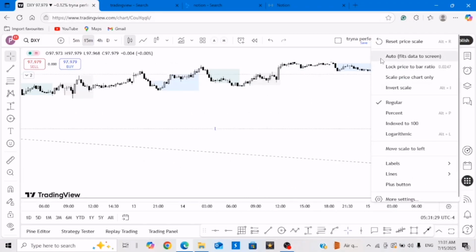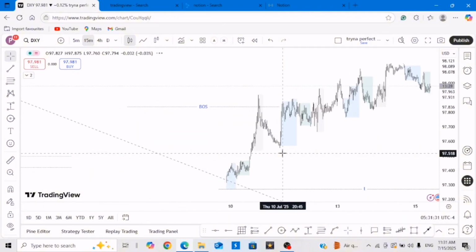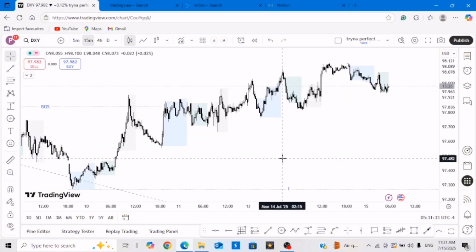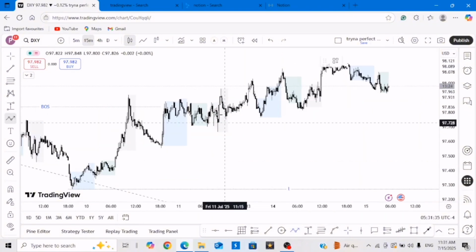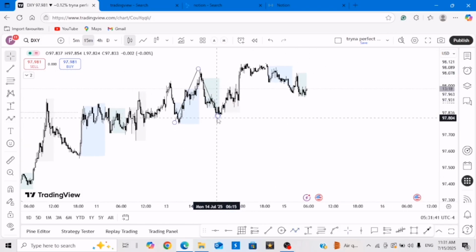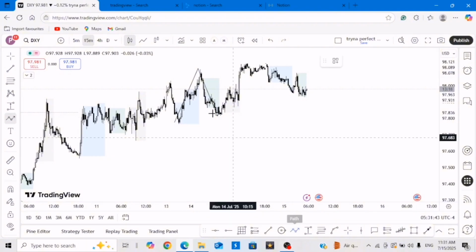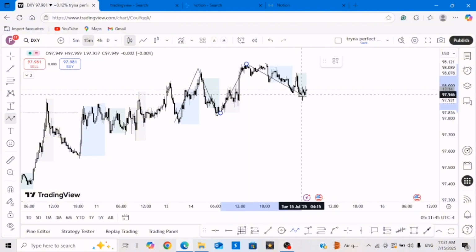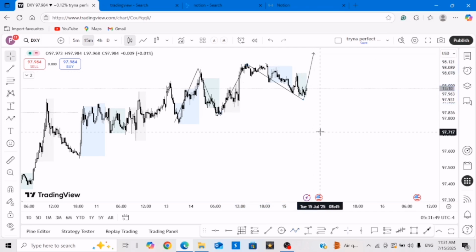Plus, if I go to the 15-minute, what is structure telling me? Structure is still making higher highs and higher lows, just like this. We are still in a bullish trend, so we're expecting price to do this in New York.